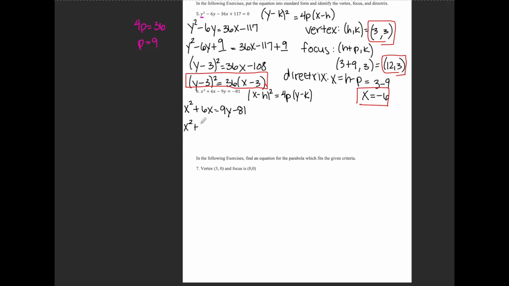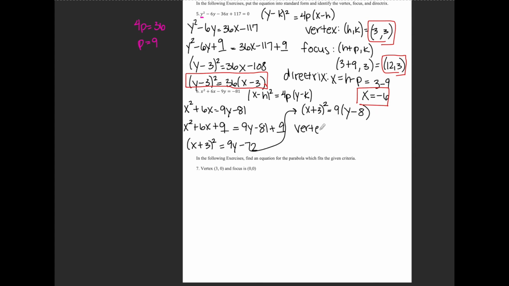I now need to complete the square for the left side, so I'm going to add my blanks in. Again, this number is going to come from the 6. I half it and square it. 6 divided by 2 is 3. 3 squared is 9. On the left side, I now have (x plus 3) squared. And on the right, I have 9y minus 72. I'm now going to factor out a GCF of 9 on the right-hand side. So I have (x plus 3) squared equals 9 times (y minus 8).